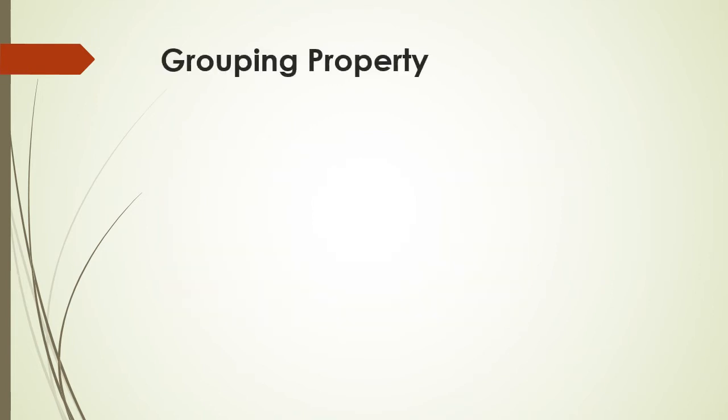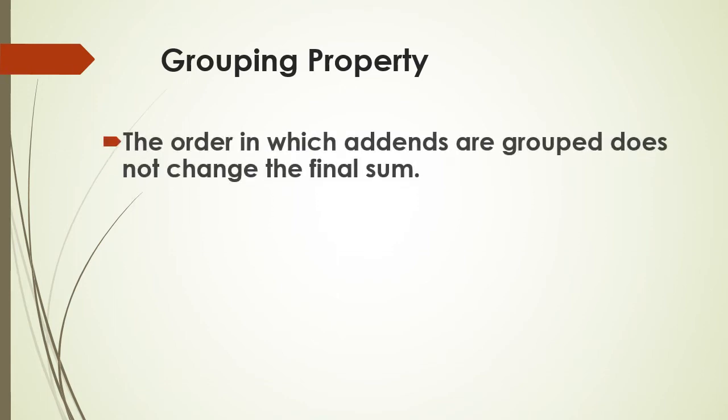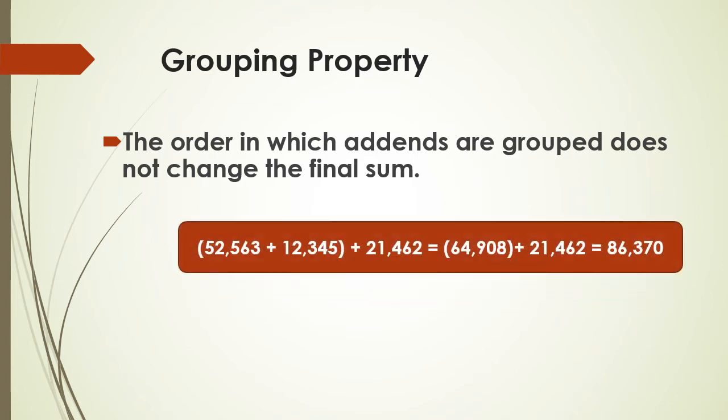Next, grouping property. The grouping property says that the order in which addends are grouped does not change the final sum. For the grouping property, we are going to take three numbers. Let's take an example.